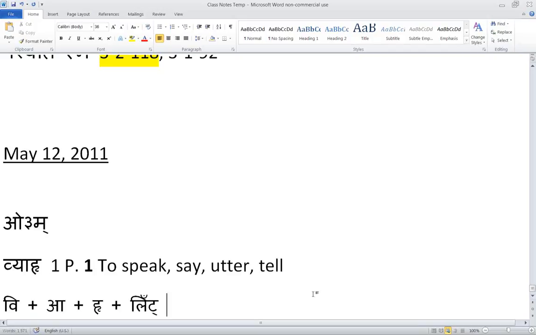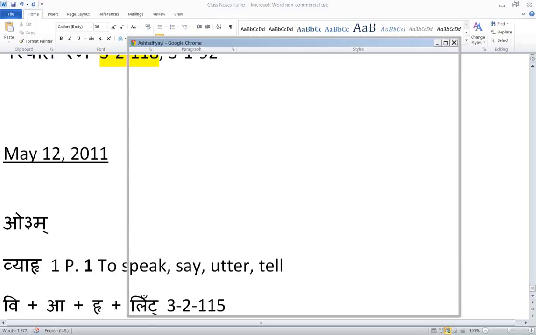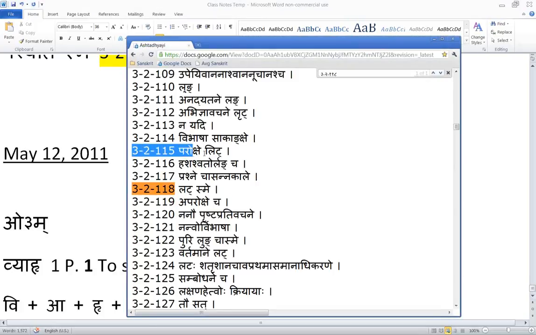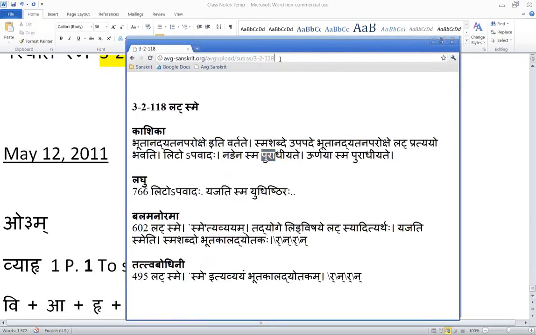So again, parokshe lit. We just saw that. Parokshe lit, bhute anadyatane. So bhutarthe anadyatane parokshe lit. Now let's look at the vritti, if you want, quickly, 3.2.115. Any sutram you read, try to read the vritti for that also. The vritti for that, which is Parokshe lit, comes in here.